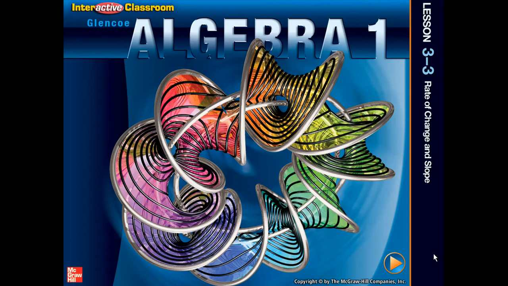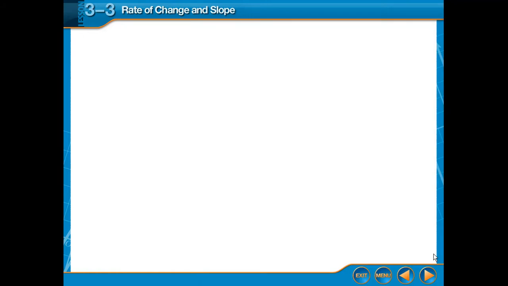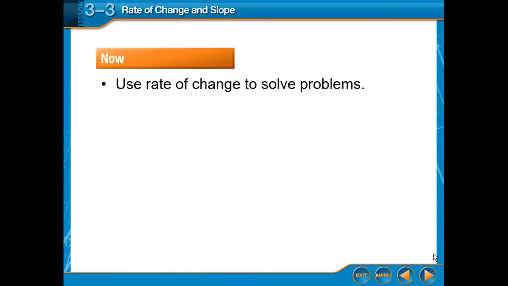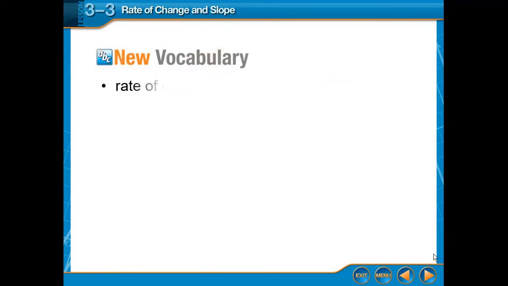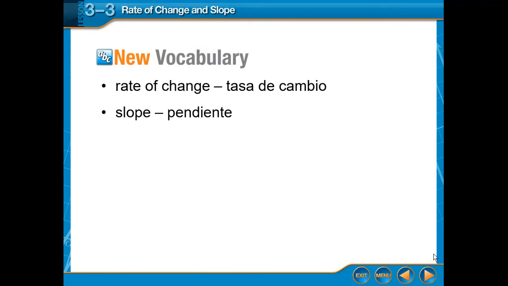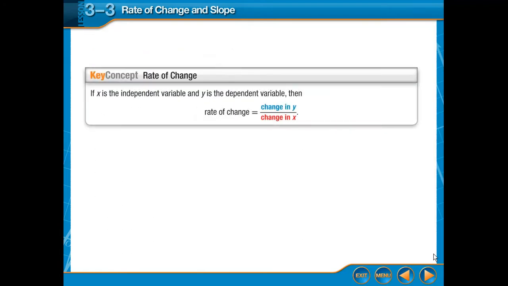Okay, lesson 3.3 is on rate of change and slope. So in this lesson, you will learn to use rate of change to solve problems and find the slope of a line. Vocabulary includes rate of change and slope, and that's it. Okay, so we want to talk about rate of change first.